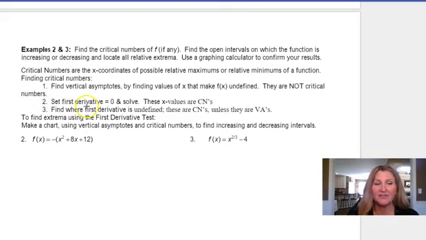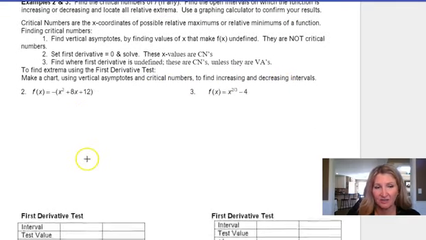Step 2, set the first derivative equal to 0 and solve. These x values are CNs, critical numbers. Find where the first derivative is undefined. These are critical numbers unless they were also vertical asymptotes. To find extrema using the first derivative test, we're going to make a chart. We're going to put vertical asymptotes into the chart as well as critical numbers, and then we're just going to look at whether the function is increasing or decreasing on each interval.